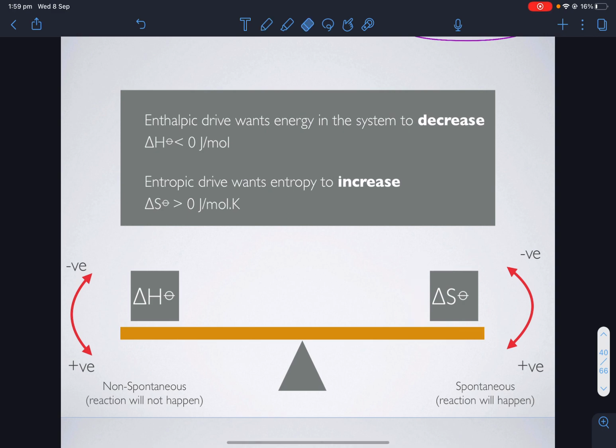Let's deal with entropy first on this side. If entropy is positive, it's increasing in disorder. It's wanting to go down. There's my positive side here. And it's wanting to hit the ground on the spontaneous side. But if it's negative, it's going to tip the seesaw back the other way, away from spontaneous. But that depends on what enthalpy is doing, on the left-hand side here.